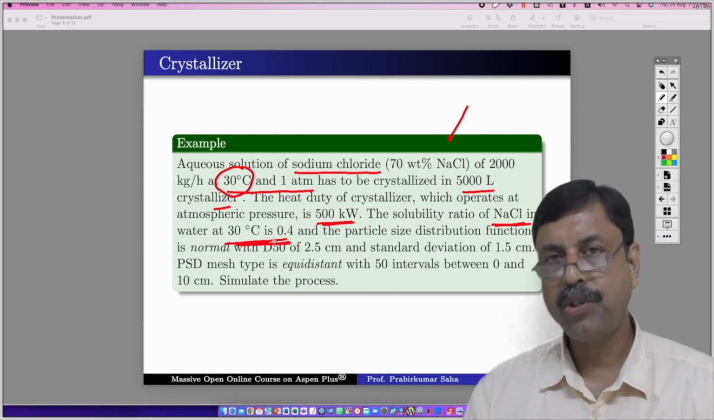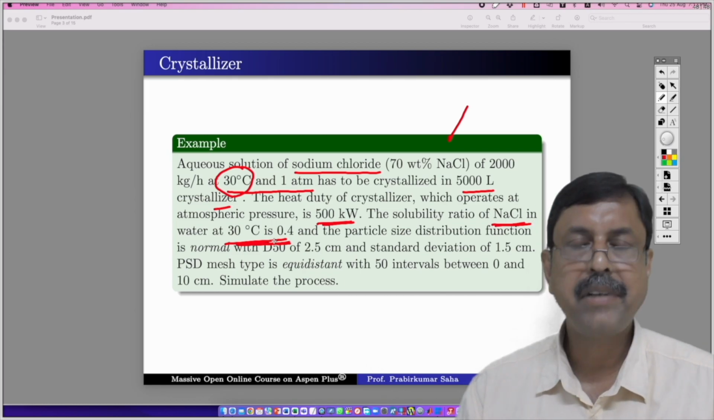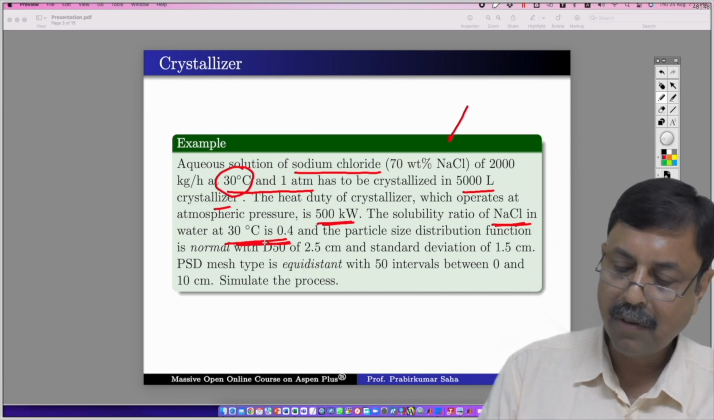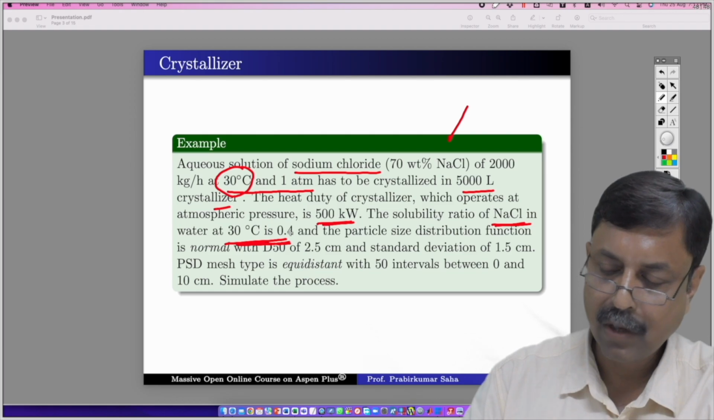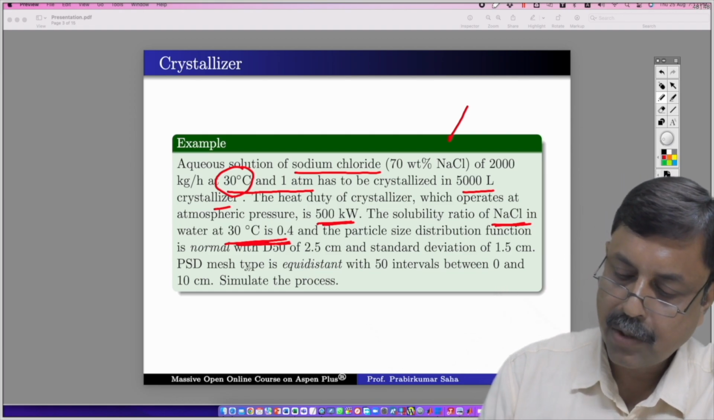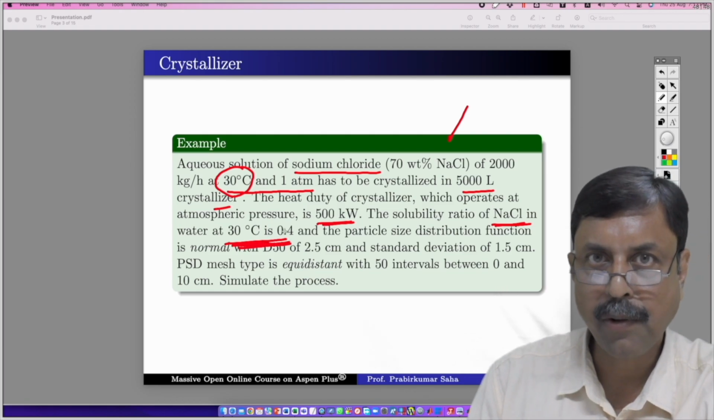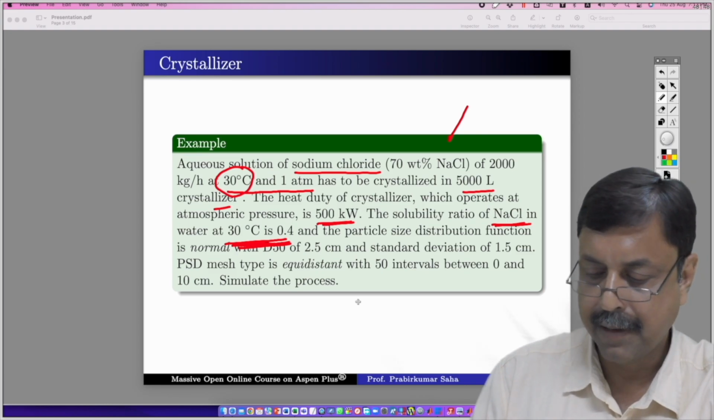But if you want to change the temperature, then this information may not be enough. Your result will be erroneous. So it is better to give as much information as possible.